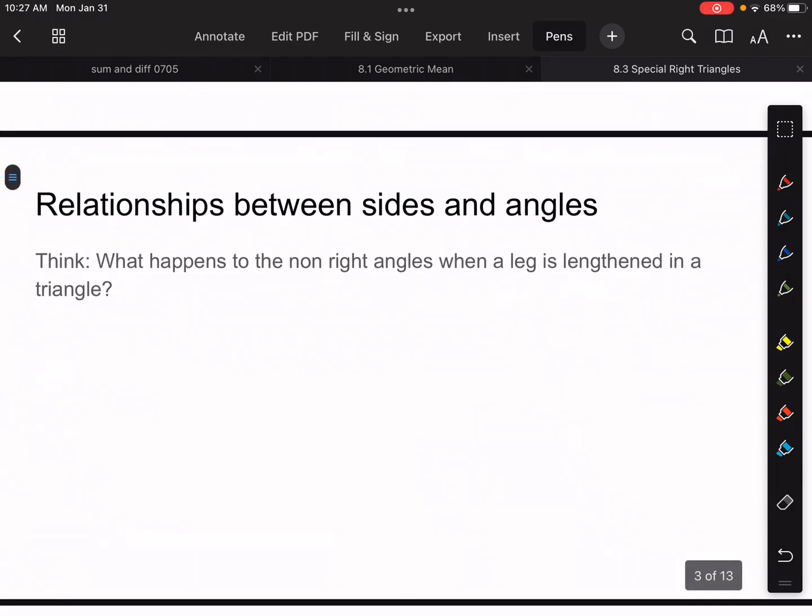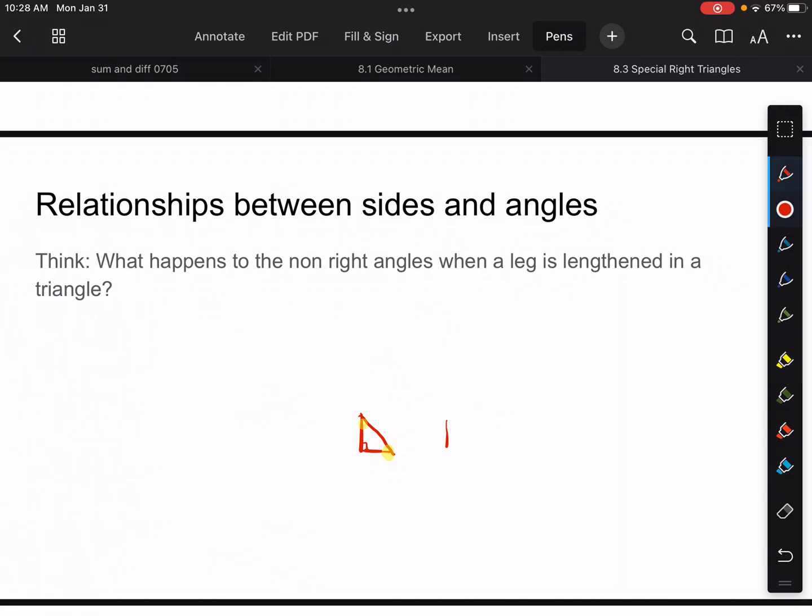So here we go. There are relationships between sides and angles of triangles. If you haven't figured that out already, hopefully you figure it out this lesson. So this says, what happens to the non-right angles when a leg is lengthened in a triangle? If you have a right triangle, right? Let's just look at this one here. This is a right triangle. If you look at the non-right angles, it's talking about this angle right here, this angle right here. Okay, so let's extend that and think about what happens.